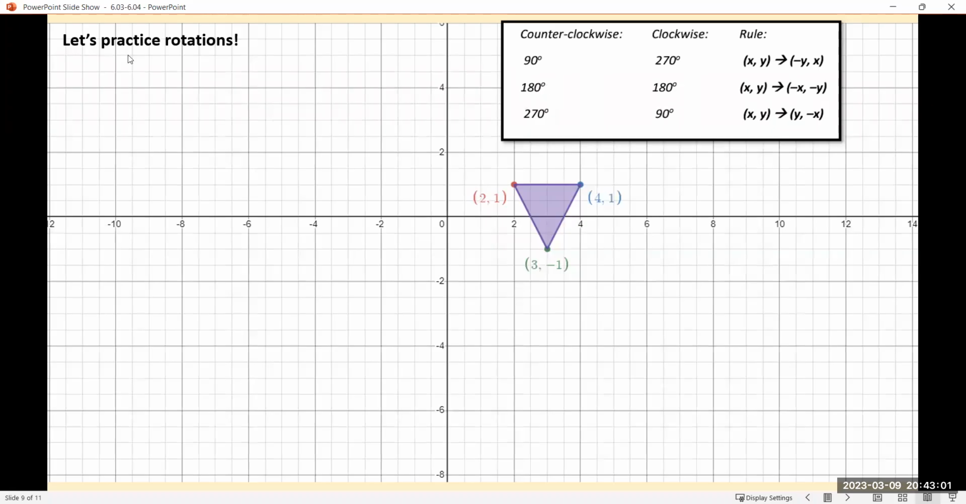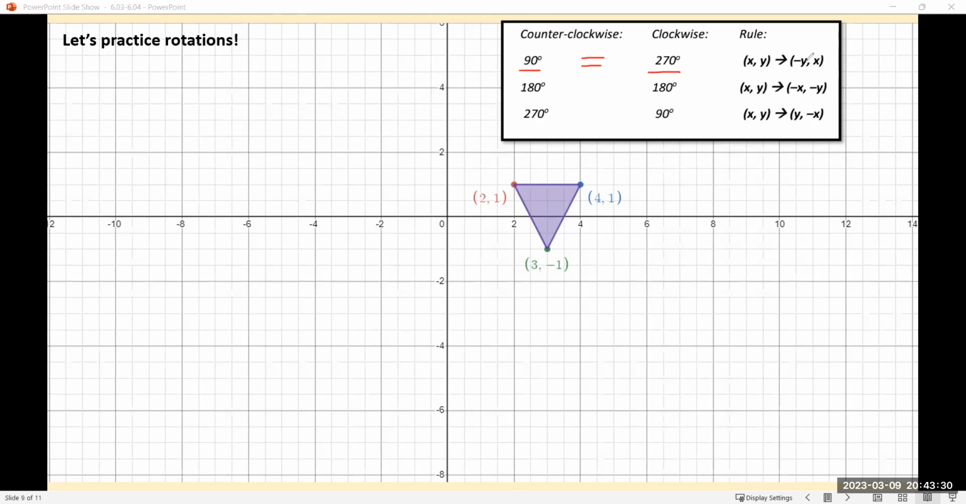All right, so let's go ahead and practice rotations here. So whenever we're doing a rotation, we want to think about the different rules. So we can do counterclockwise or we can do clockwise. Now, if we look here, you can see that a counterclockwise 90 degrees is the same thing as a clockwise 270. These are the same thing. Whenever you're doing one like this, you are making the y value negative, but you're putting it first.